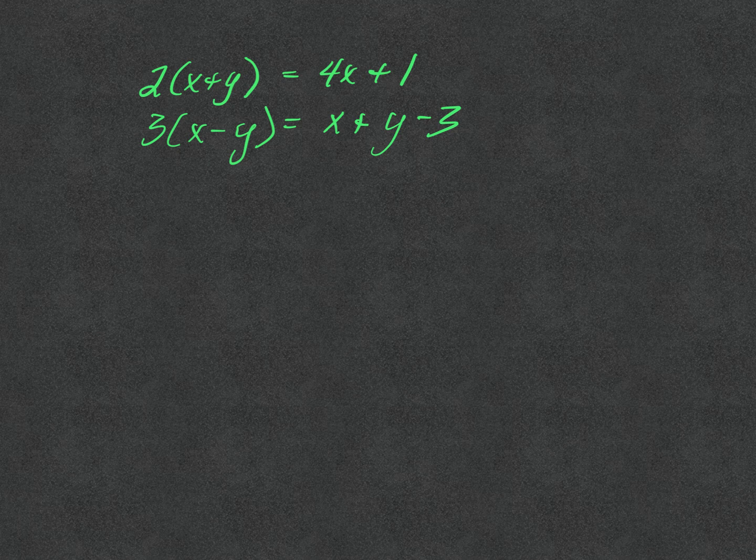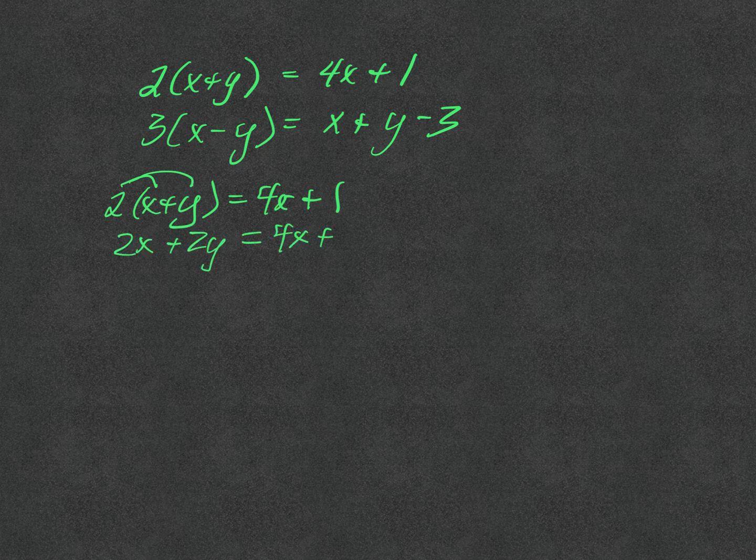So I take the first equation, 2 times x plus y equals 4x plus 1, and I multiply by the distributive law. 2x plus 2y equals 4x plus 1. And then I subtract the 4x, and I end up with negative 2x plus 2y equals 1. So now it's in the format that I saw on all the other ones I did before.